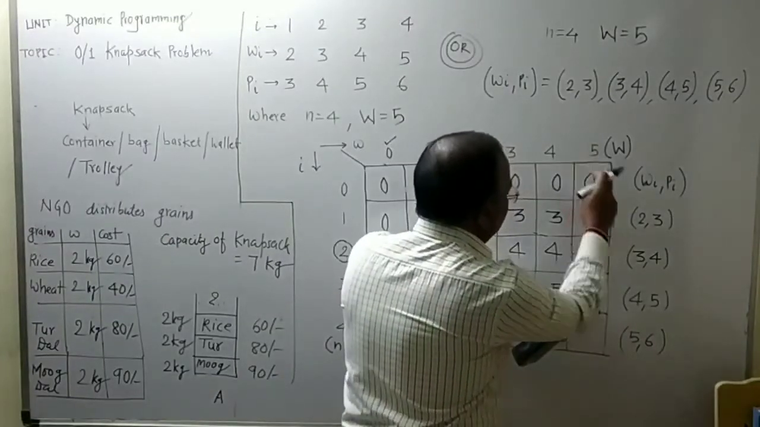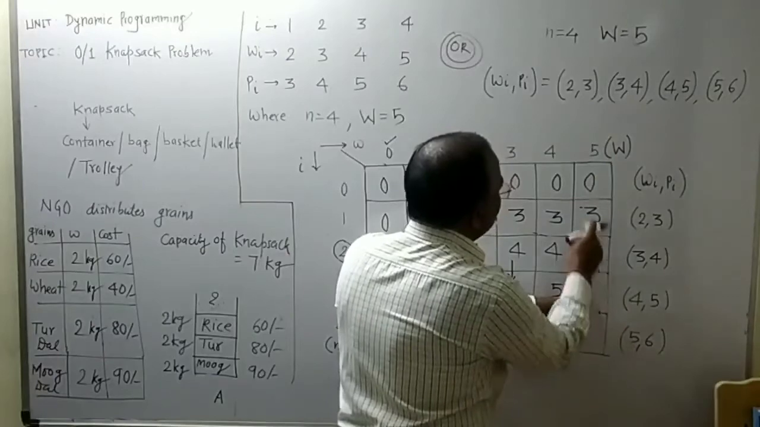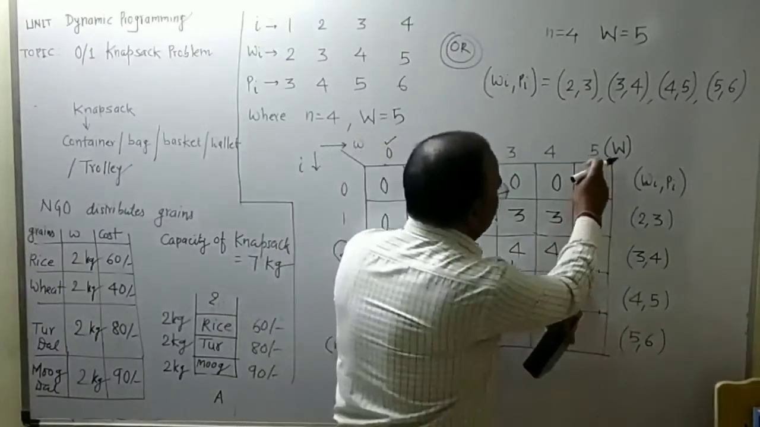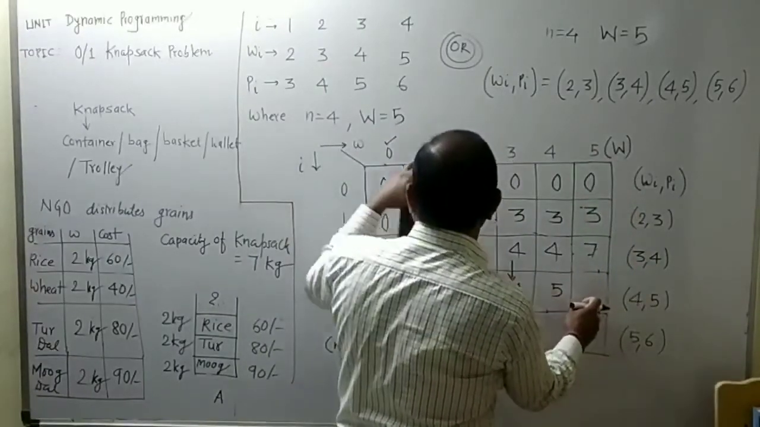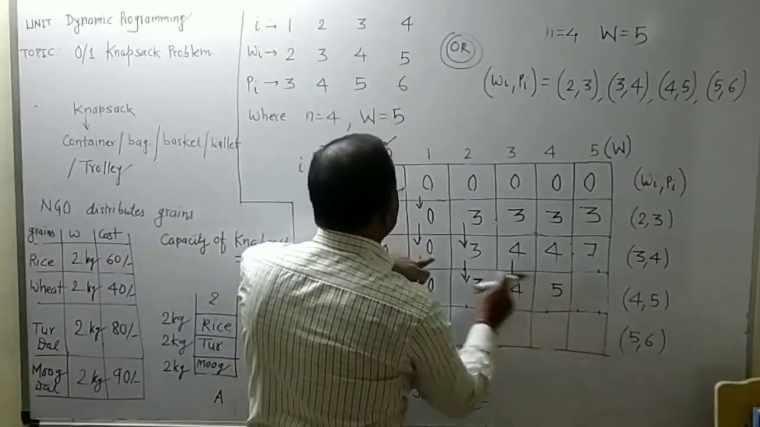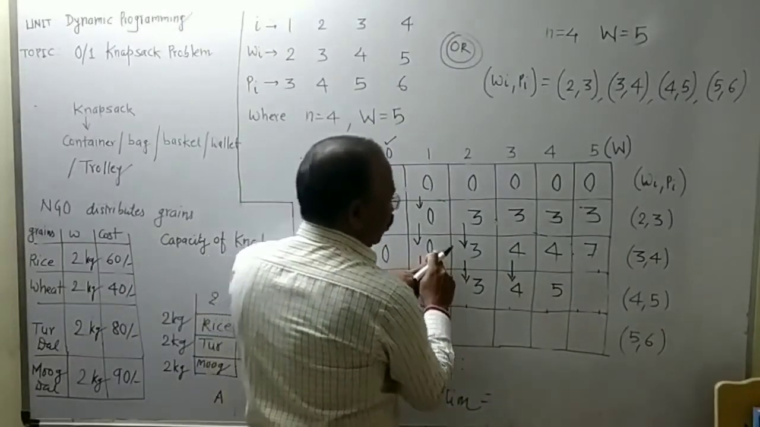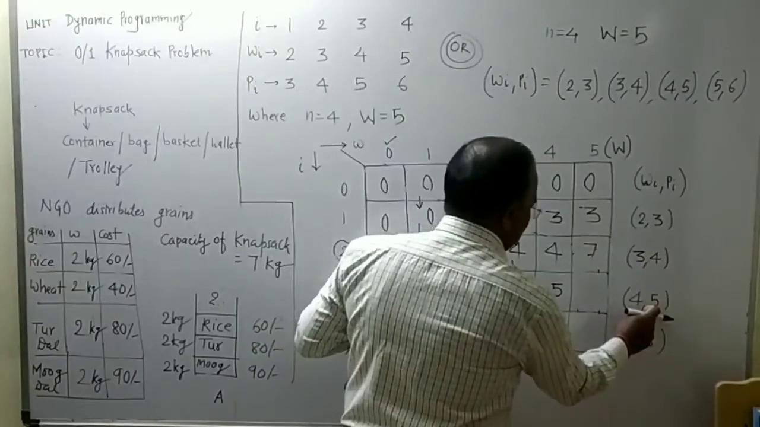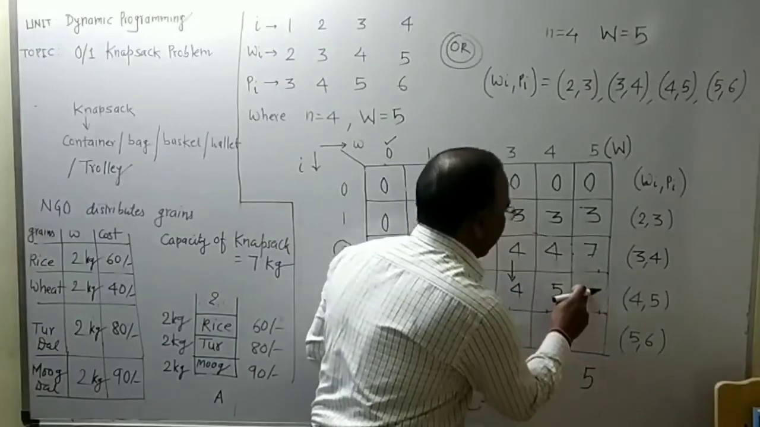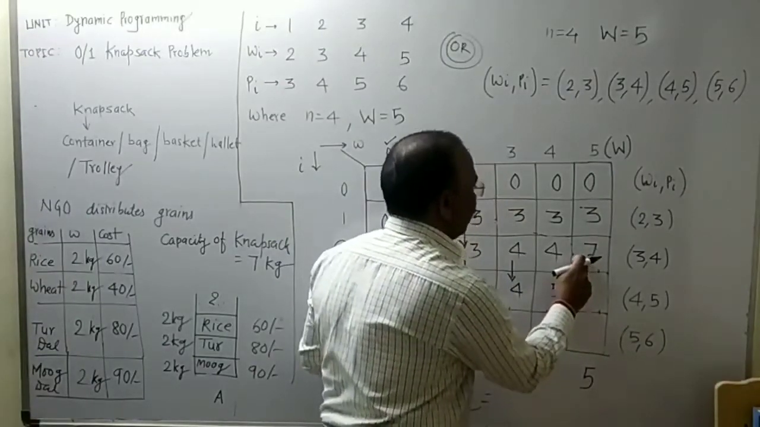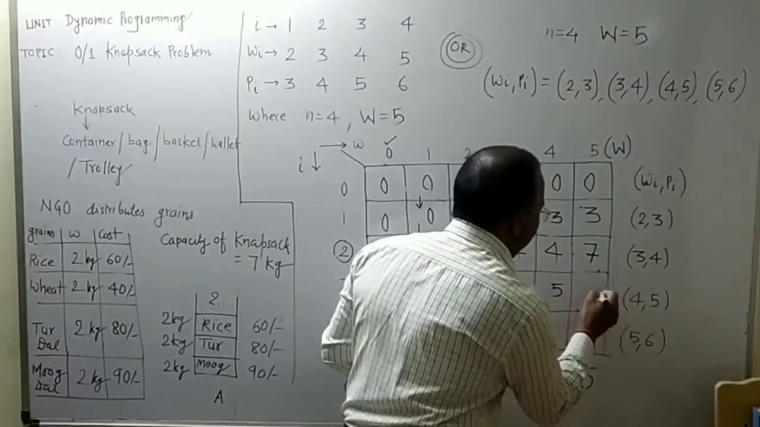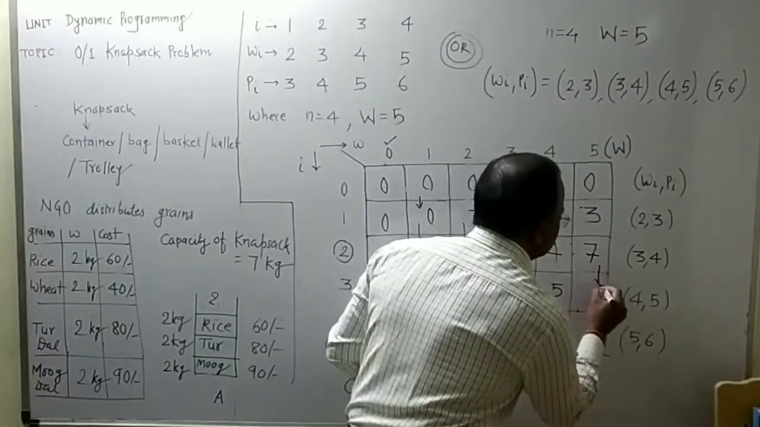Now for this cell, 5 is not less than 4, so we have to find out another column, that is 5 minus 4, you will get 1. So 1 is the column and the row will be 2, so that is the value 0. So 0 plus the profit, that is 5. Now here we cannot put the 5 because 5 is less than the upper value. So we have to consider the upper value as it is for this cell, that is 7.